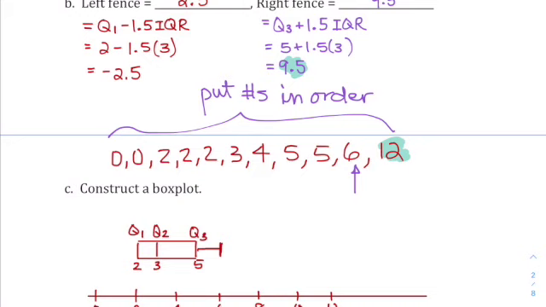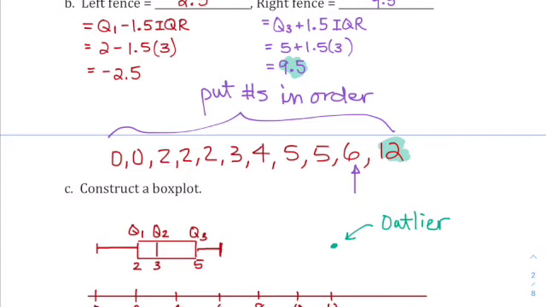Going down to the other side, my left fence is negative 2.5. So if I have it at 0, I will be okay. Therefore, I'm going to stop at 0. And there is my box plot. Then we take our little outlier and put it where the 12 is. And that is your outlier.